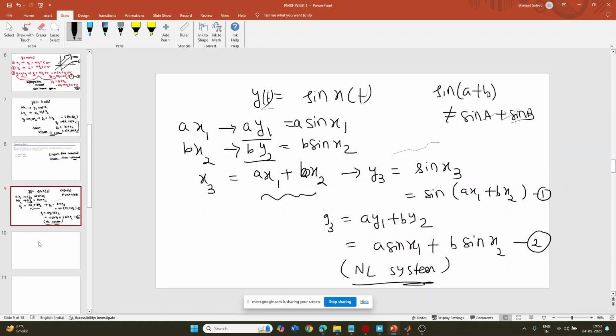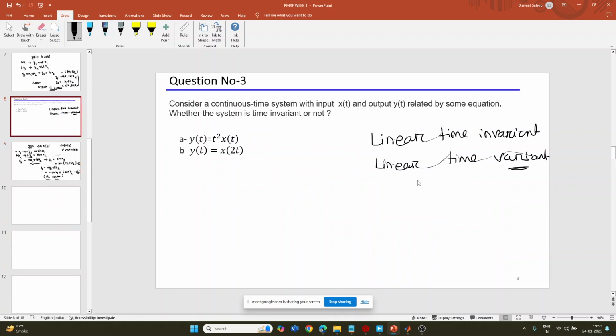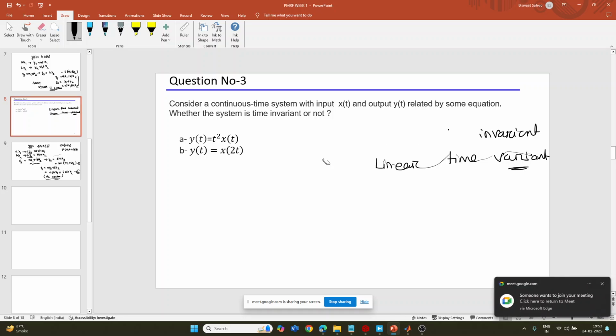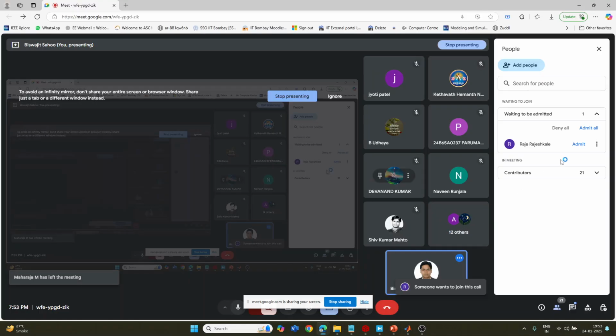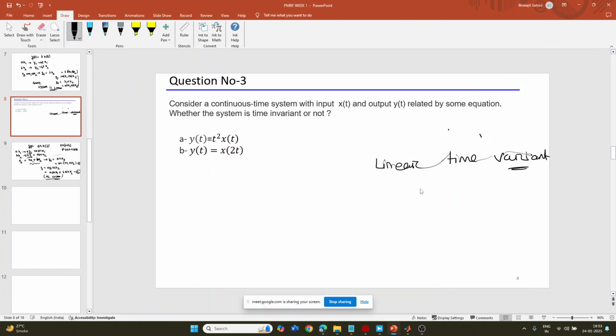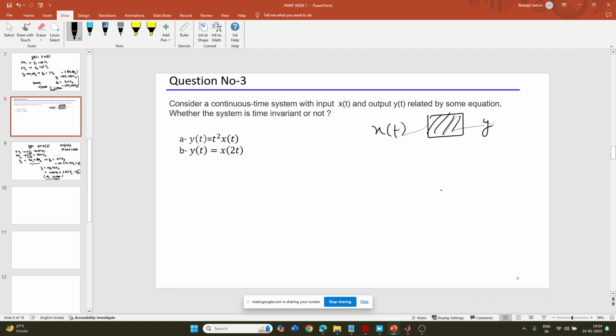Okay, let's move to another type. Another type I told you is time invariant system and time variant system. So how to check it? Okay, how to solve this type of question? There is a simple method. You just have to check one thing. Let's say my system is there, you are applying an input x of t, and you are getting some output y of t.